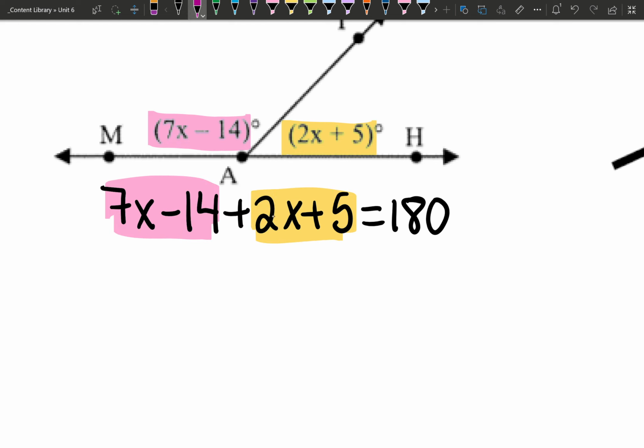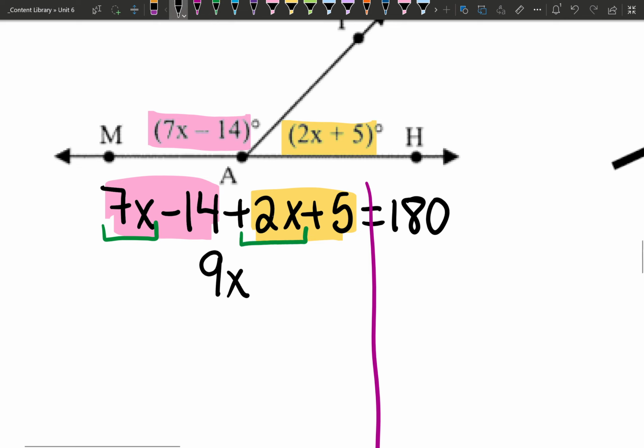All right, let's do some combining of like terms. On the left side, I actually happen to see two pairs of like terms. Do you see them too? First, I hope you notice that we have two types of x's. We've got 7x and positive 2x. 7 plus 2 is 9, so we get 9x.